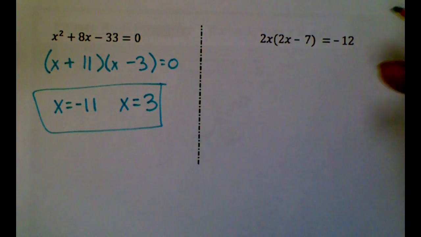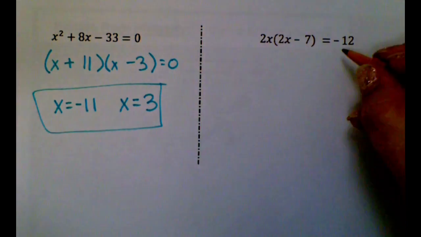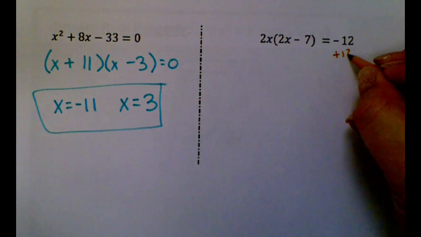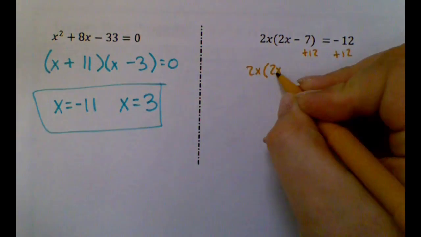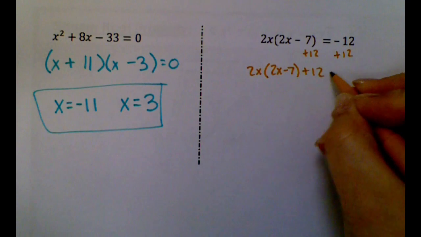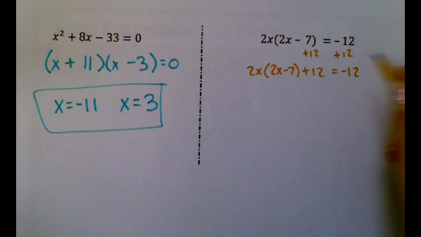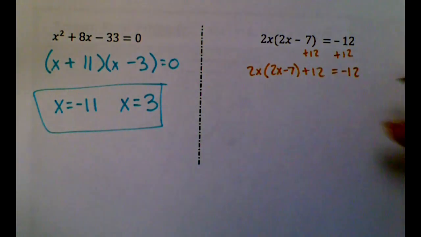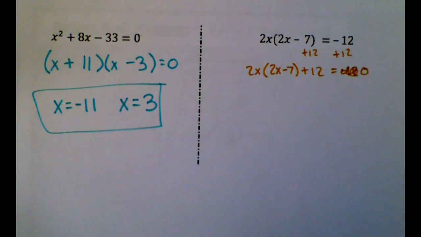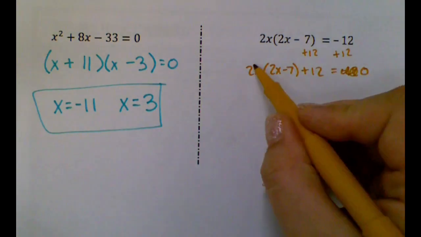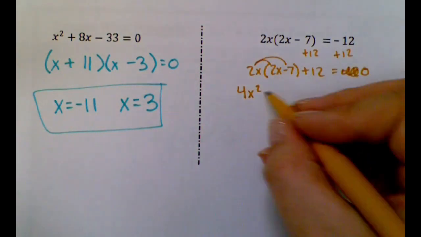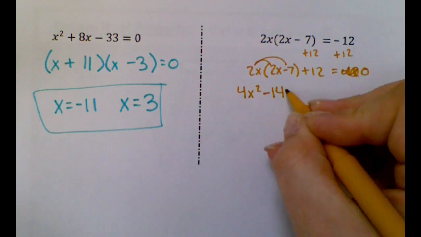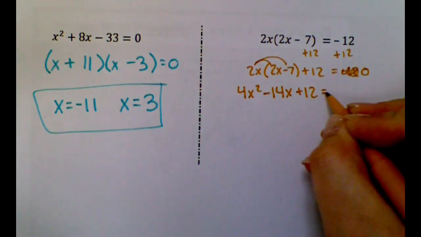This next one adds an extra twist. It is not equal to 0. If I get it equal to 0 and just add the 12 over, the 12 can't combine with anything yet, because that 7 is in parentheses, so it can't combine. Oops, sorry, I subtracted and I got 0. There we go. So we need to distribute. 2x times 2x makes 4x squared. 2x times negative 7 is minus 14x, plus 12 equals 0.